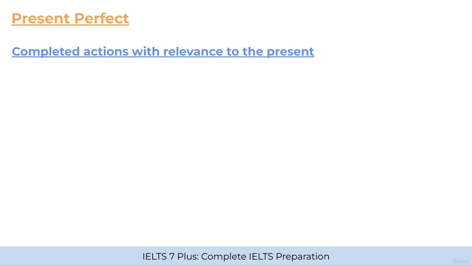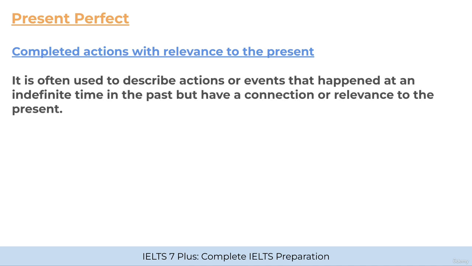Let's take a closer look at this. So one way that the present perfect can be useful is when talking about completed actions, like we've been saying, with relevance to the present. So why is it that we're talking about it in the present? And we can use this tense to help us with that. So we can describe actions or events that happened at an indefinite time in the past. So we're not sure about the timing in the past, but they are connected to the now, to the present.